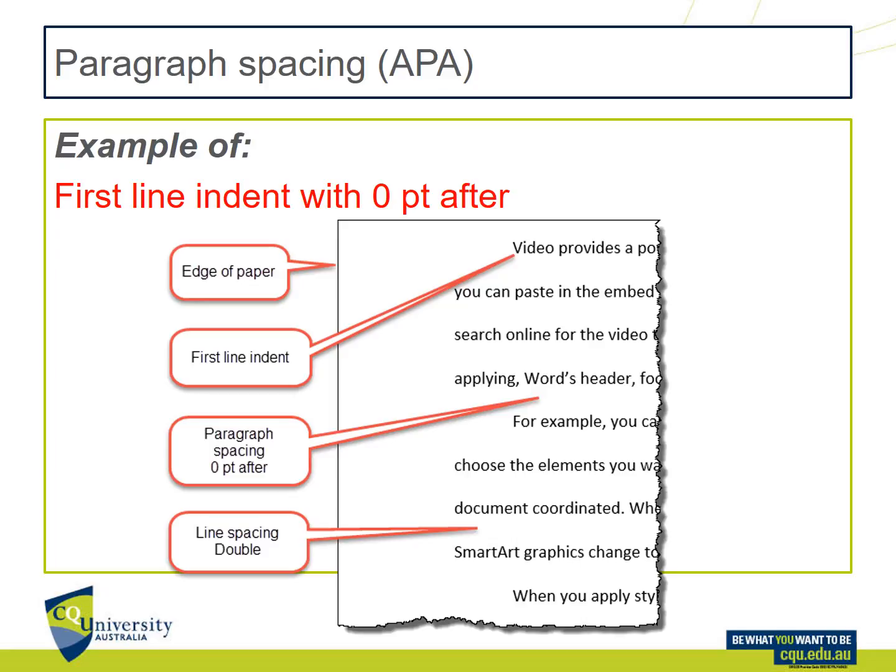Now we don't need paragraph spacing here, so that's why it's set to 0 points after. However, the line spacing is still double. So with double line spacing and paragraph spacing to 0 points after, you may indent the first line of your paragraph.